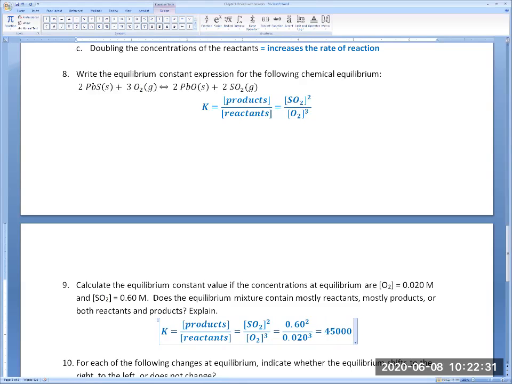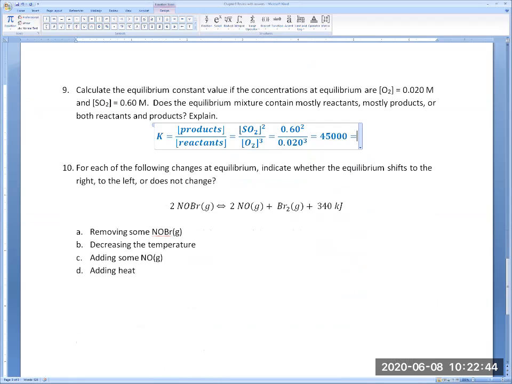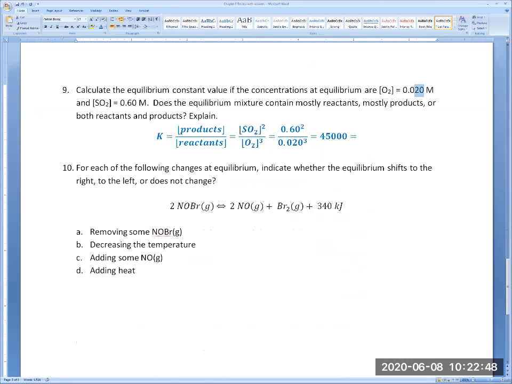As I said, there are no units, so now we have to think, is this given with the proper number of significant figures? And we have, how many sig figs in O2? Can you answer by chat? You tell me 2, 3, 1. Yeah.